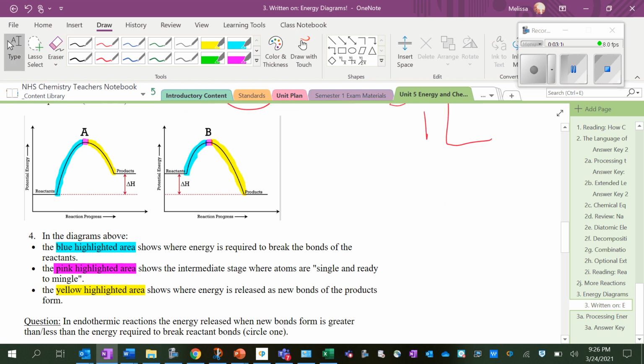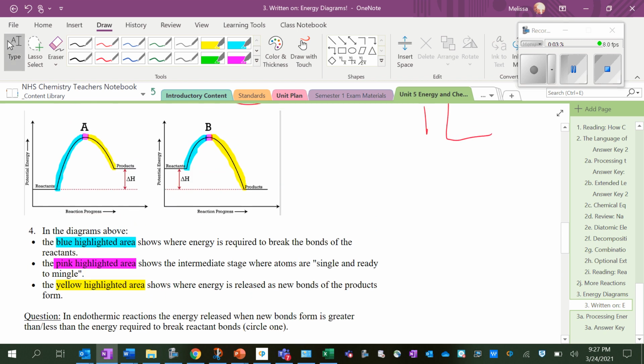In the diagrams above, the blue highlighted area shows where energy is required to break the bonds of the reactants. The pink highlighted area shows the intermediate stage, where atoms are single and ready to mingle. And the yellow highlighted area shows where energy is released as new bonds of the products form.